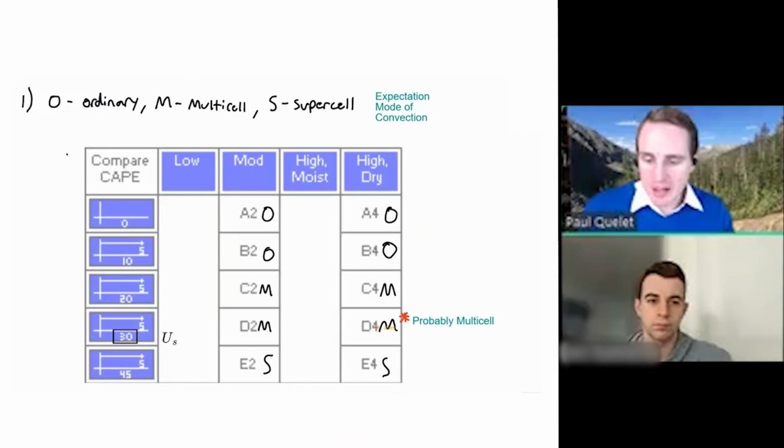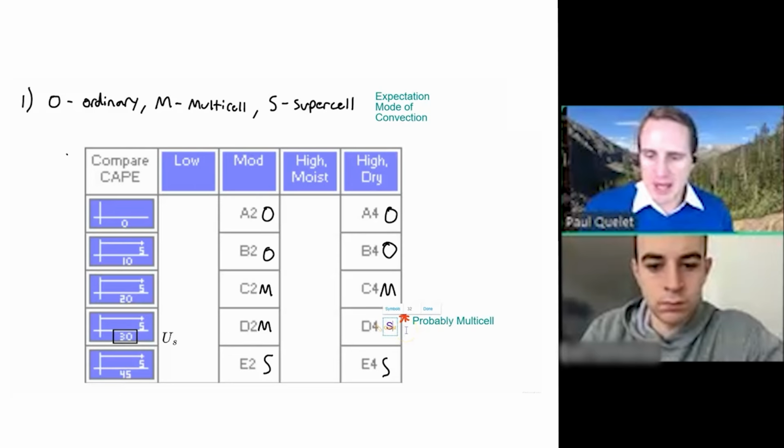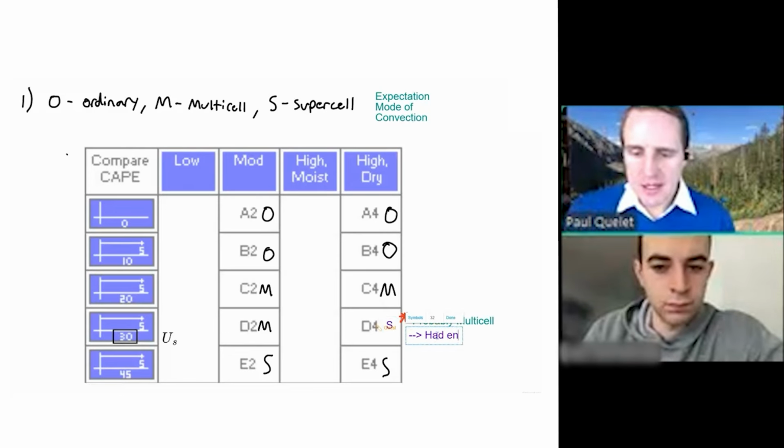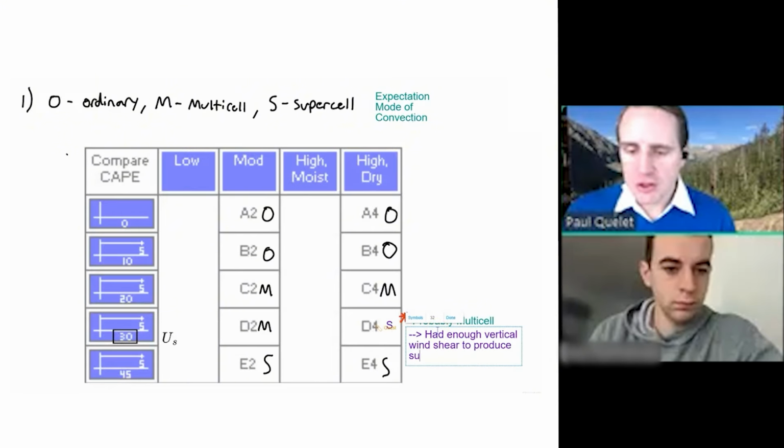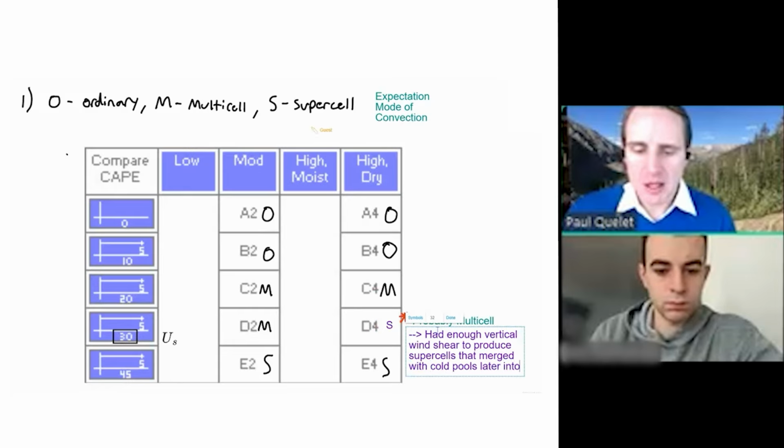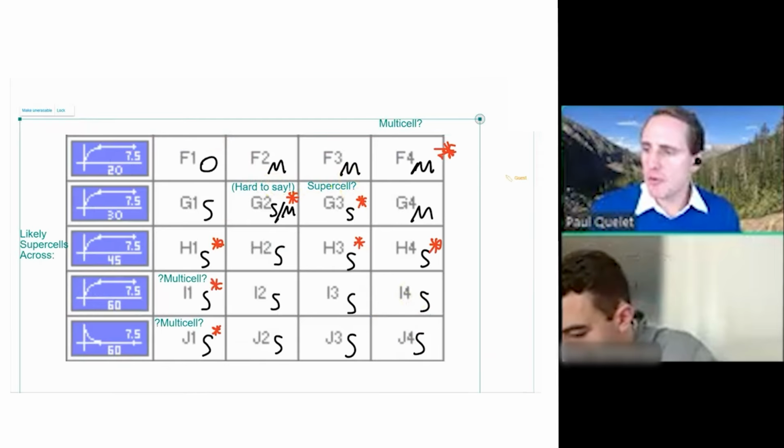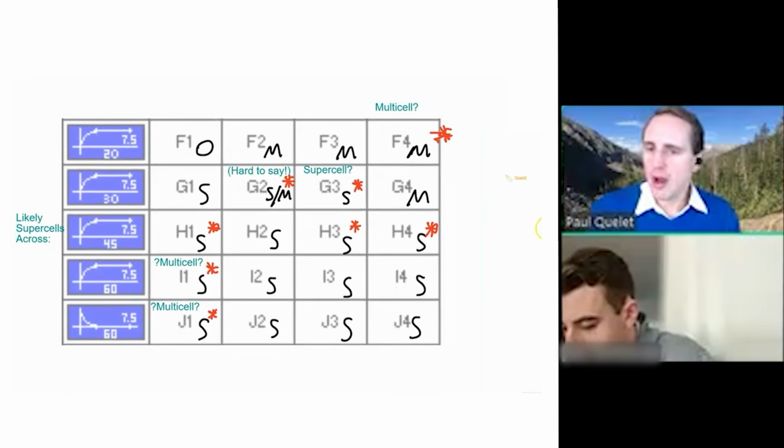So believe it or not, I would recommend that we put here supercellular convection. And one thing you can say is it had enough vertical wind shear to produce supercells that merged with cold pools later into multicells. So moving on, let's go for F4.